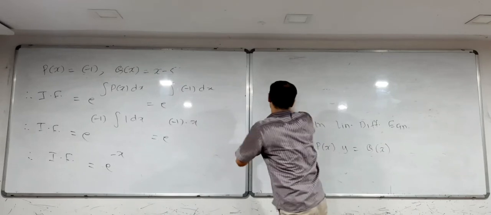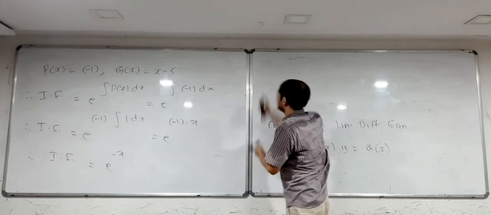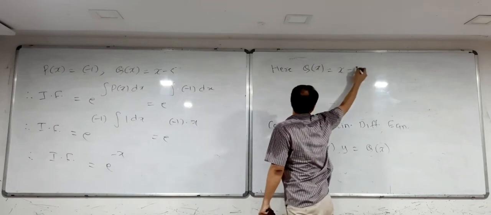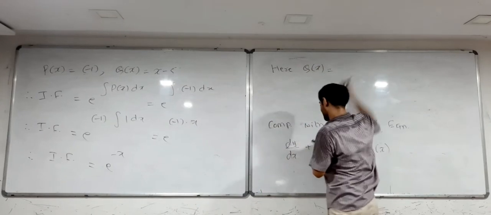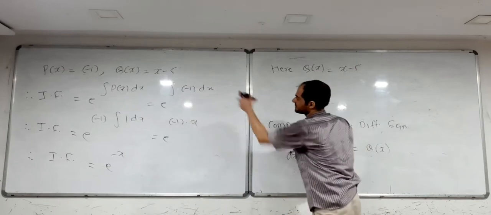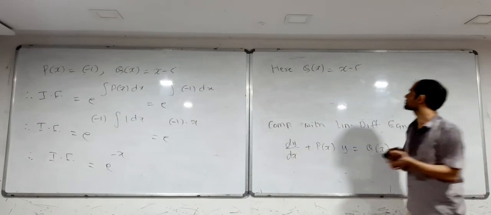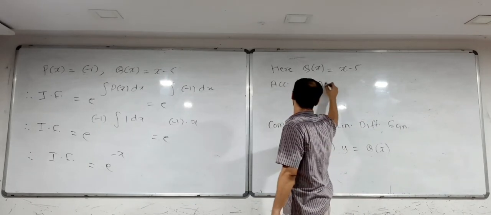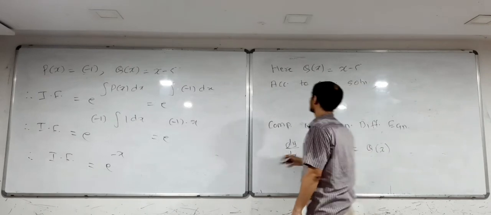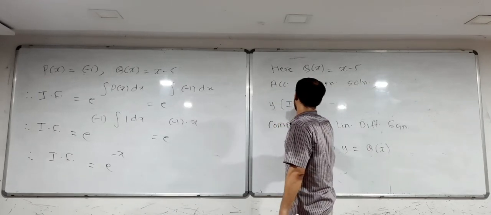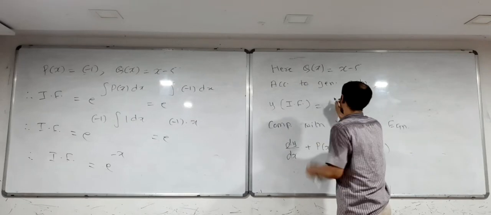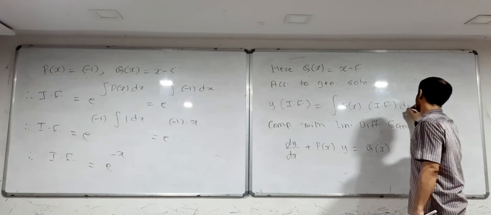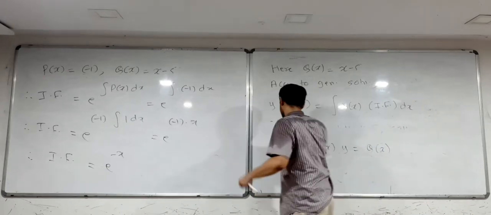और q of x कितना है? Here q of x is x minus 5. So the integrating factor is e raised to minus x, and q of x is x minus 5. According to the general solution, कितना आएगा? y into integrating factor is equal to integration of q of x into integrating factor dx plus c.